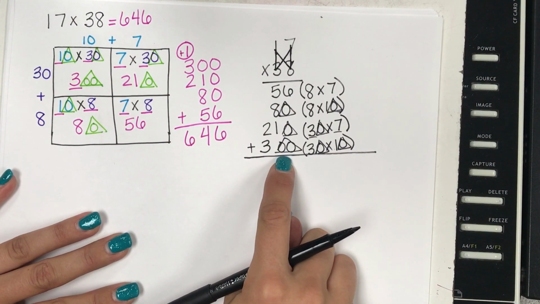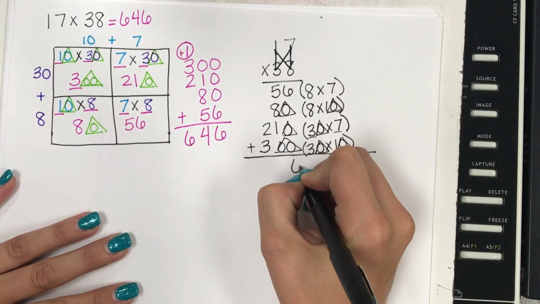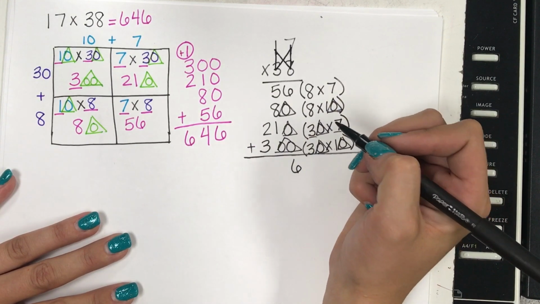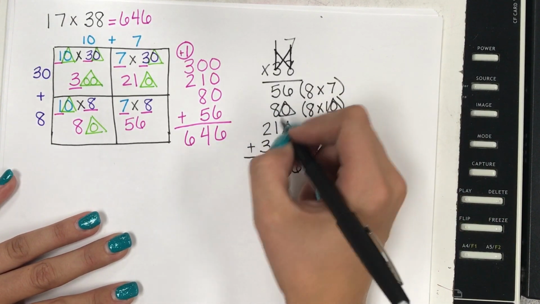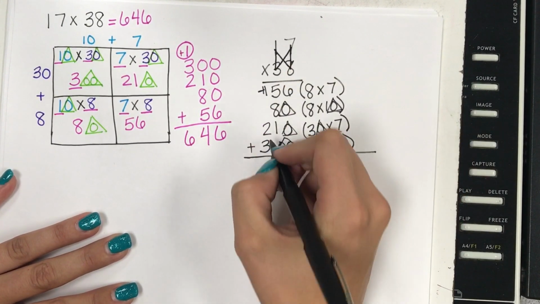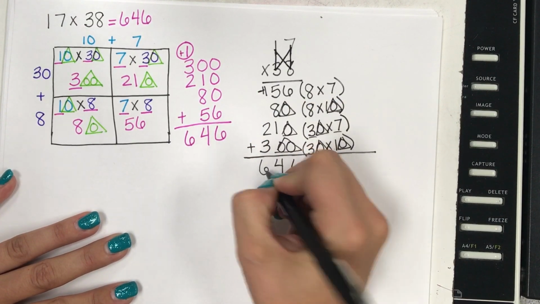Those are my partial products. They're parts of my answer, so I need to add them up again. 6 plus 0 plus 0 plus 0 is 6. 5 plus 8 plus 1 plus 0 is 14. 8 plus 1 is 9 plus 5 is 14. 2 plus 1 is 3 plus 3 is 6.